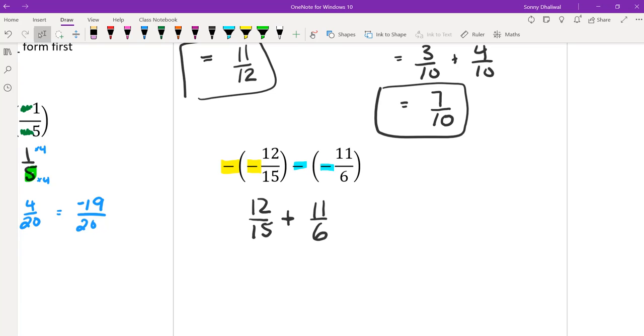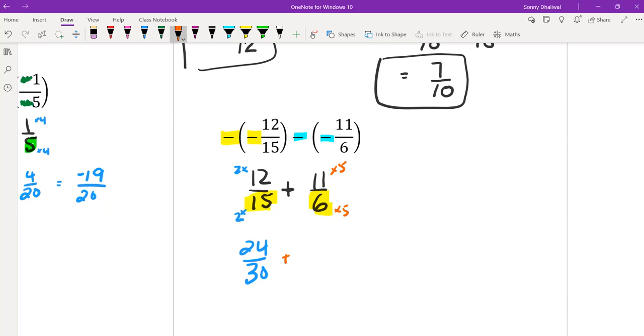Okay, so now we look at this, and these are not so nice numbers, but maybe you can see what is a common denominator between 15 and 6. Sadie? 30. Oh, excellent. So 15 times 2 gives us 30. So the first one becomes 24 over 30. And 6 times 5 becomes 30, which is 55 over 30. And we combine this together.